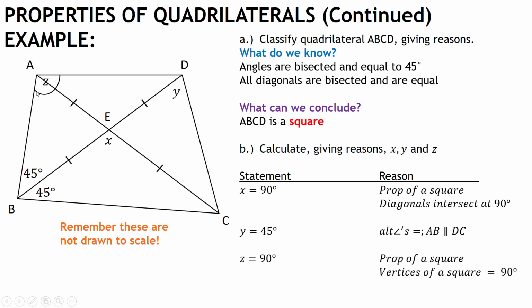Then z, they want this full angle here. So not just half the angle, but the full angle. Z will be equal to 90 degrees. Why? Because of the properties of a square, the vertices of a square are equal to 90 degrees.